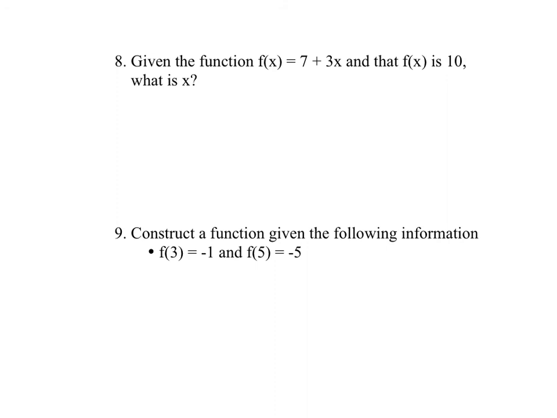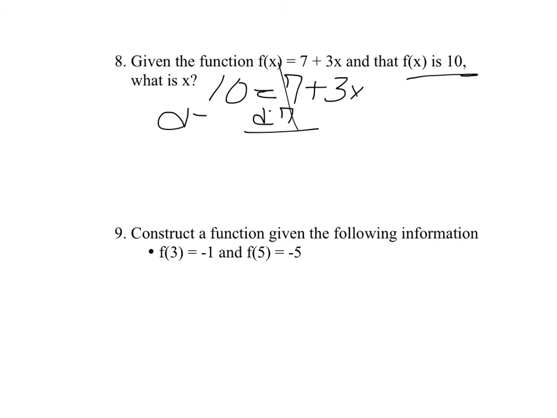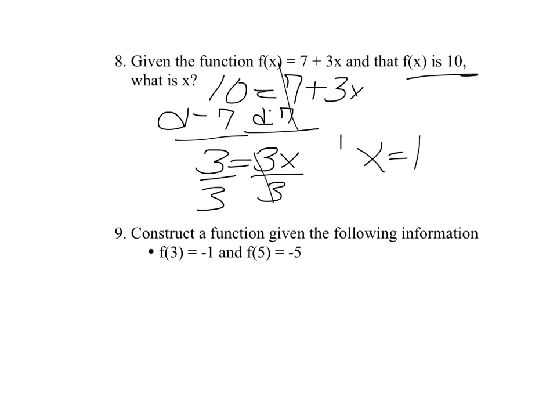Last two problems. This one says f of x equals 10. So 10 equals 7 plus 3x. Move the 7 first by adding negative 7 to each side. So 3 equals 3x. Divide each side by 3 to get the x by itself, and I get x equaling 1.